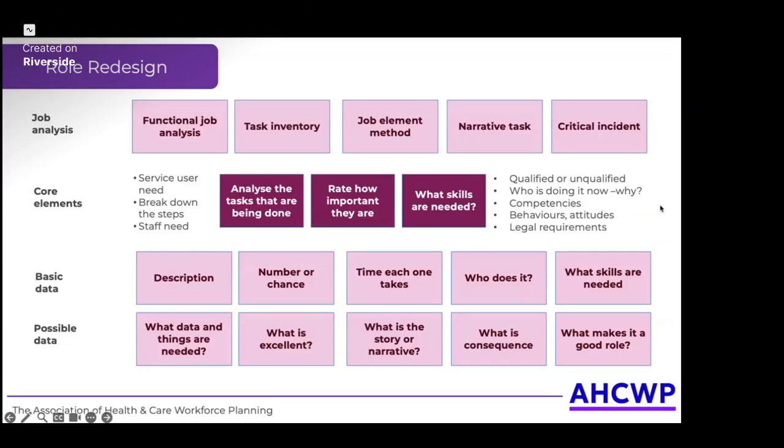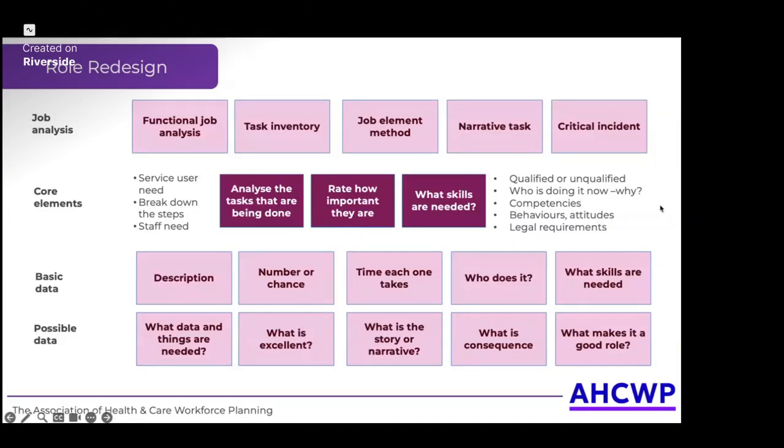We obviously need to know who does it, and we need to know what skills and all the other things above are needed. By above, I mean qualified or unqualified, who's doing it now, the competencies, the behaviours and the attitudes, and the legal requirements for that step. But there's loads of other things that we might consider. We might consider what data and equipment are needed to do that step. We might consider what makes that step excellent. We might consider what is the story or the narrative around that step. So why is it done? What are the reasons, etc.